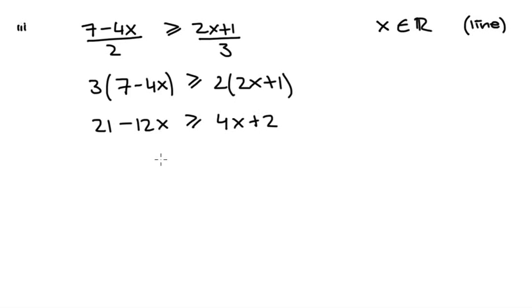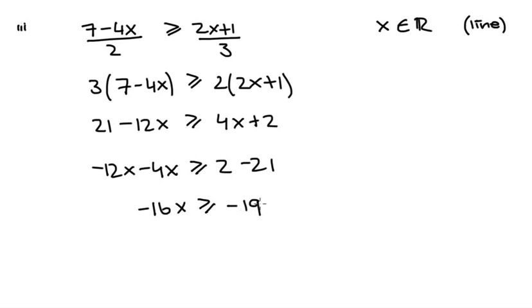So I'll bring my x's to one side, my numbers to the other. So I have minus 12x minus 4x greater than or equal to 2 minus 21. Minus 12 minus 4 is going to give me minus 16x. 2 minus 21 will give me minus 19.